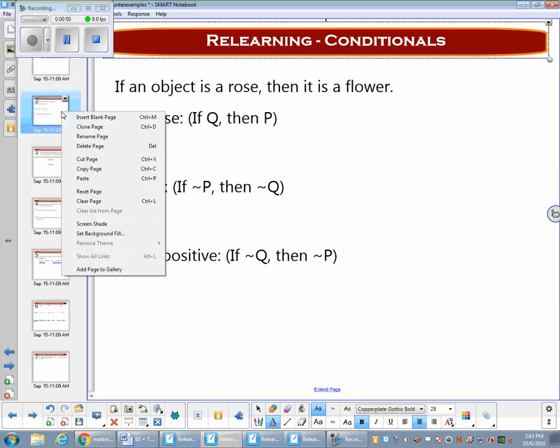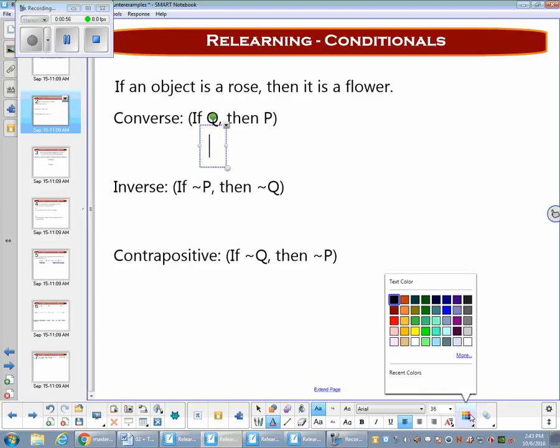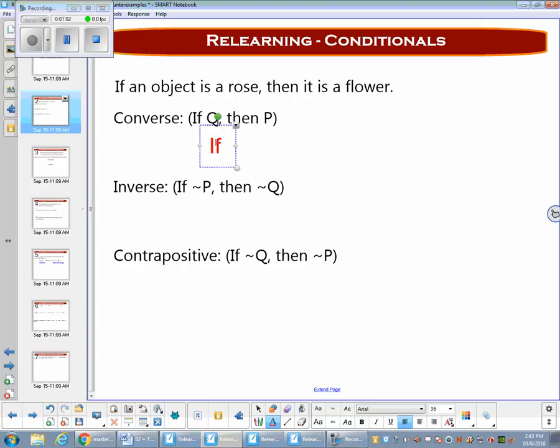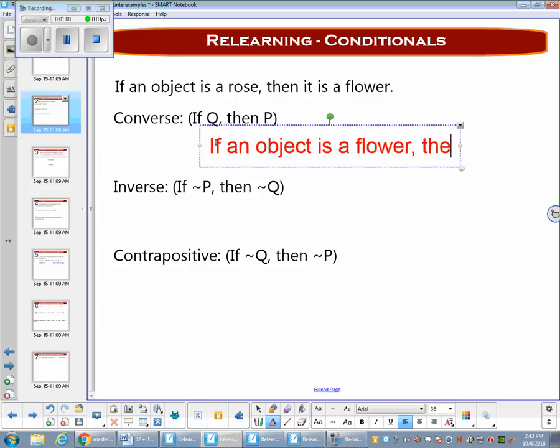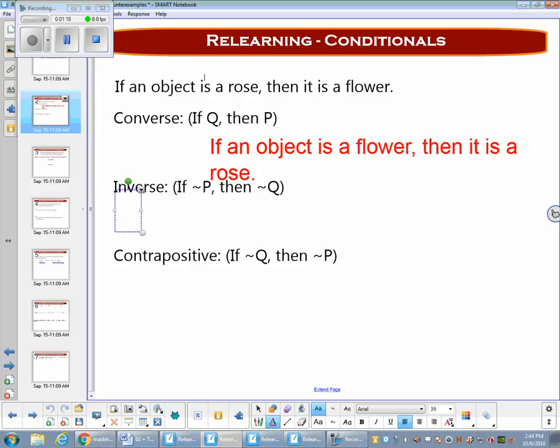Right here, we have a statement: if an object is a rose, then it's a flower. Let's write in red. Seems like a good idea to write in red. So here we would say, if an object is a flower, then it is a rose. So we're just flipping the order in the converse. In the inverse, we negate the hypothesis and the conclusion.